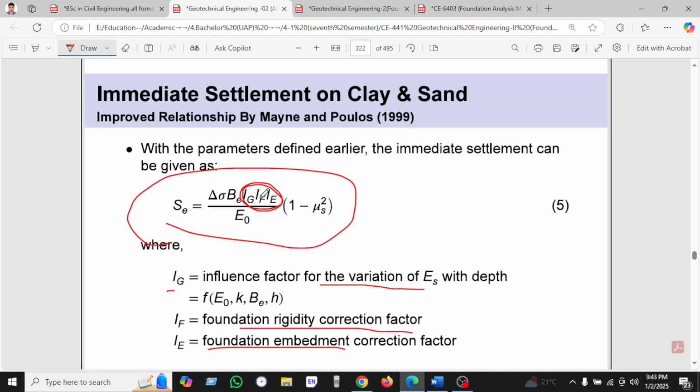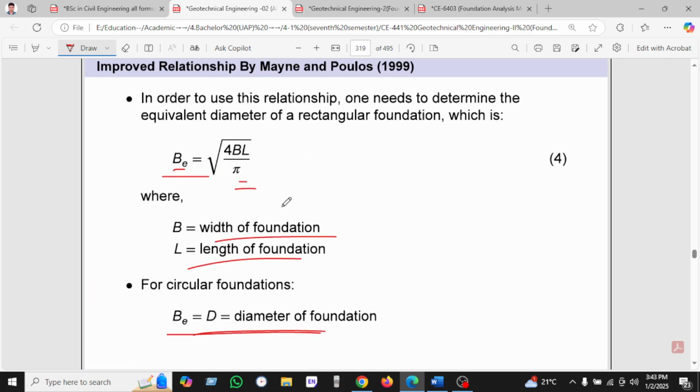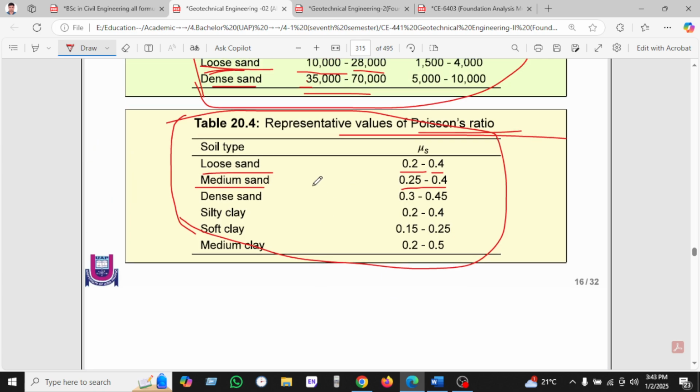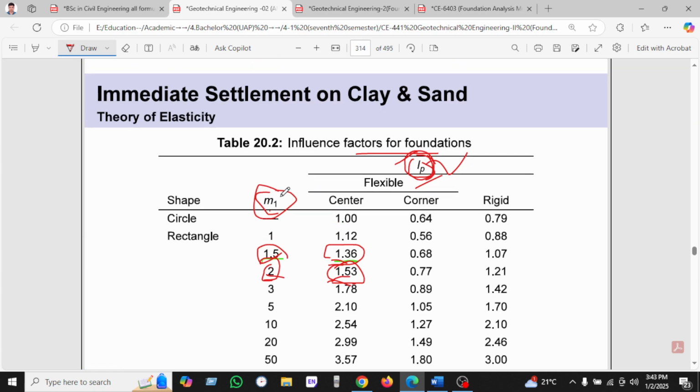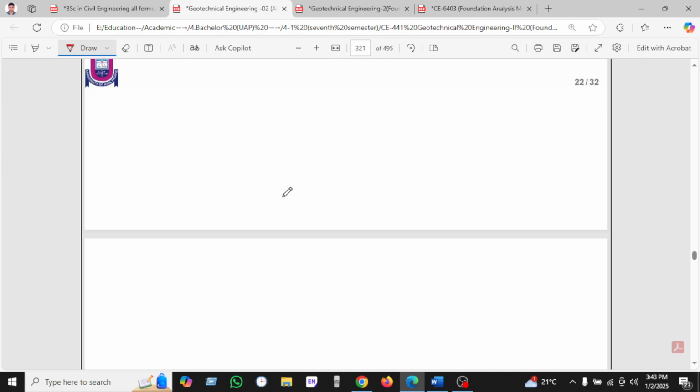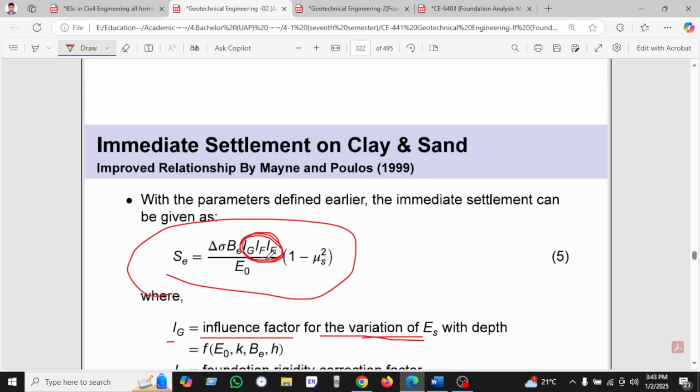So let's see, this is the change of influence factor of variation of Es, which is IG, IF, IE. In the previous method we have seen I is taken, IP is taken from the chart, with respect to the ratio of M. Now we'll see another method which has different IG, IF, and IE.